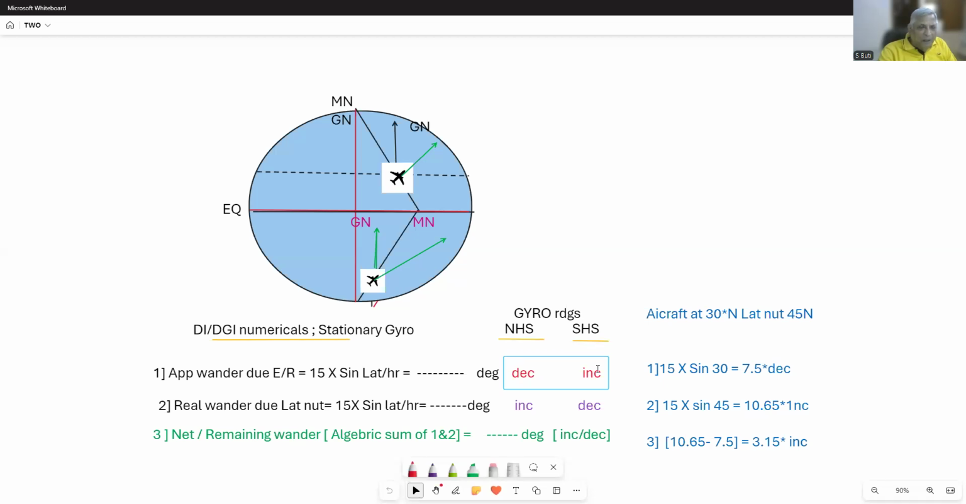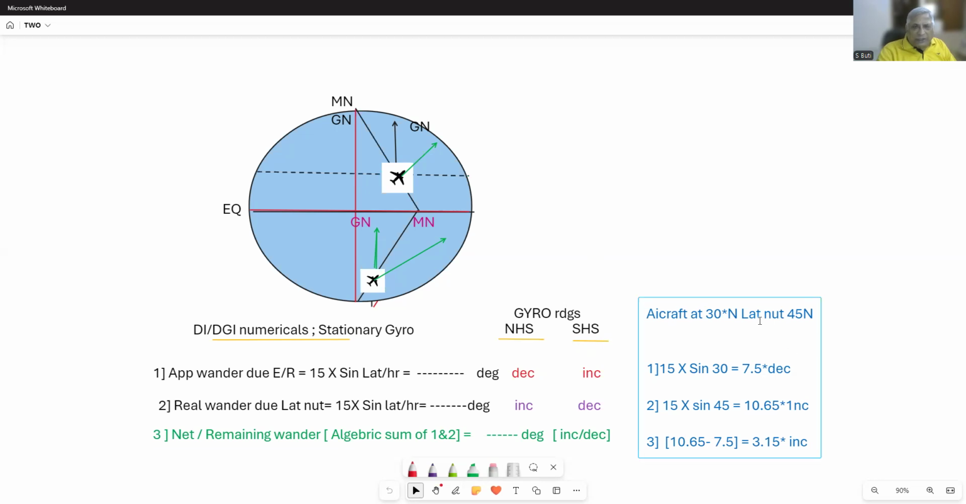Now, there are aircraft in which you can do a setting on the latitude nut, and that is called a balanced gyro. And if the latitude nut is same as the latitude over which you are flying, then you need not reset your gyro every 15 minutes, provided you are flying over the same place. And if you have set the latitude nut to balance it at some other latitude, but you are now flying at some other latitude, then still there will be a wander.